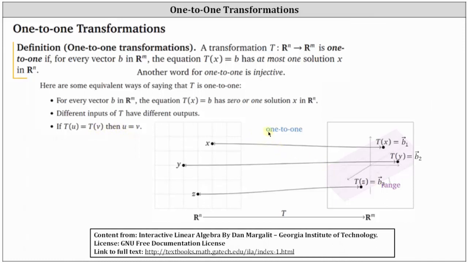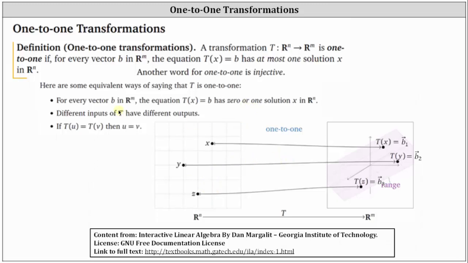Below we have a mapping of a one-to-one transformation. Notice different inputs in R^n have different outputs in R^m. Or we can say, for every vector b in R^m, the equation in the form of T of x equals b has 0 or 1 solution, or at most one solution, as stated above.